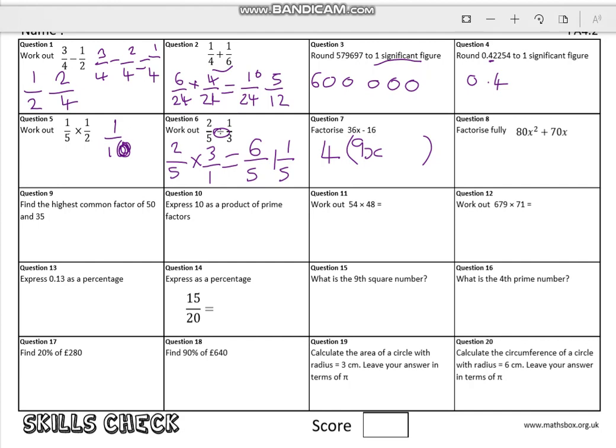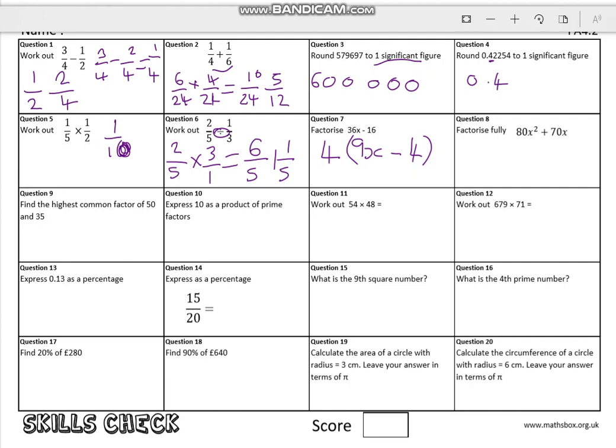Now we've got to do the same thing for the other bit, so minus 16. So we need 4 times something equals minus 16, and in this case 4 times minus 4 is minus 16. So for the next one, we need to again have something common between 80x squared and 70x that can go on the outside of the brackets.